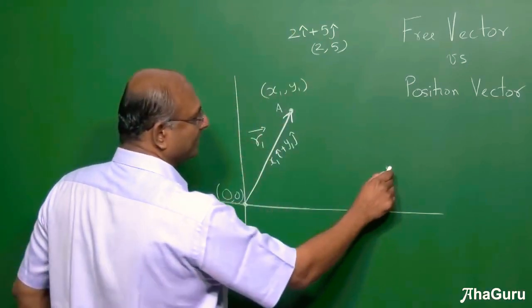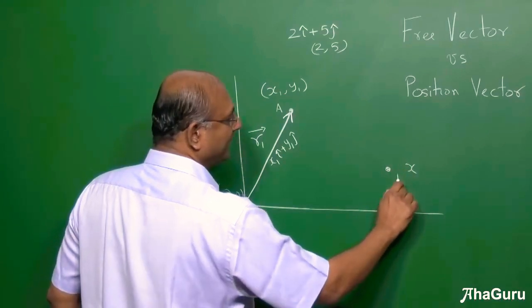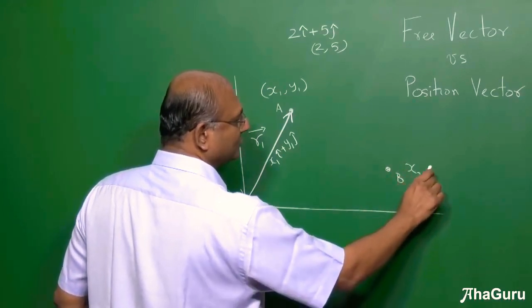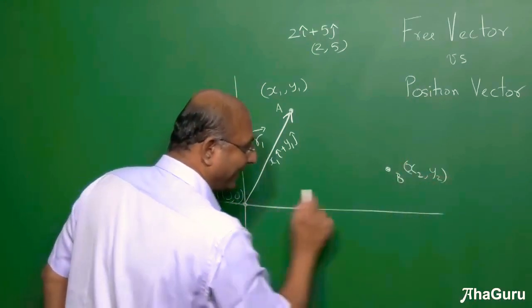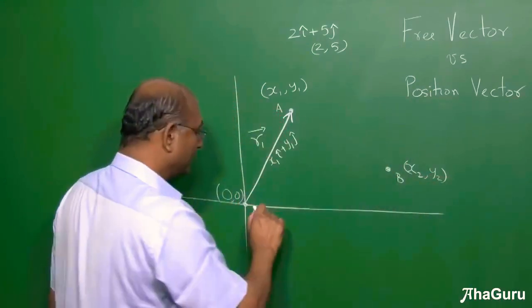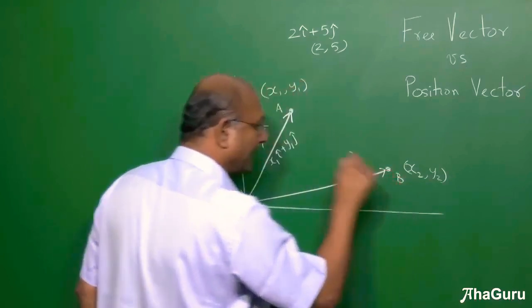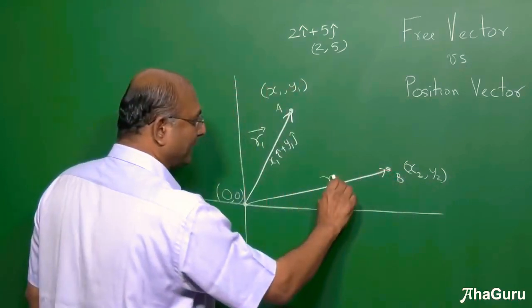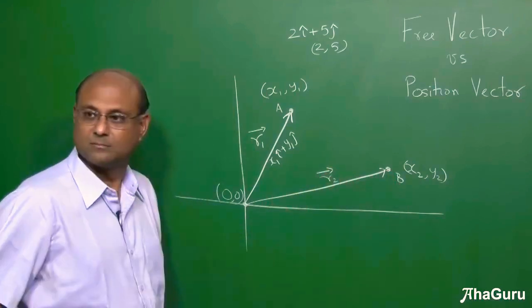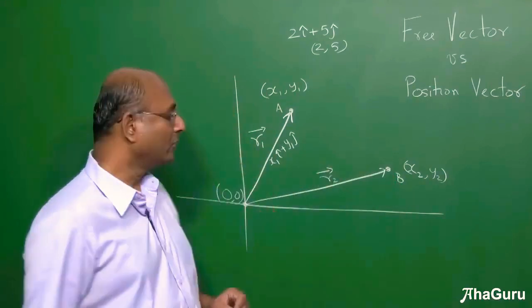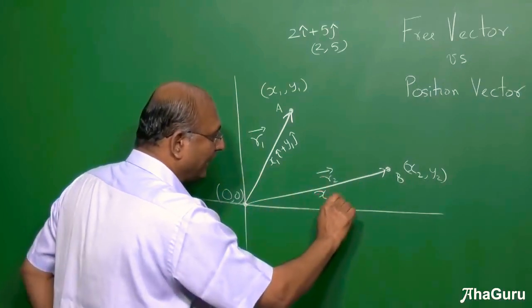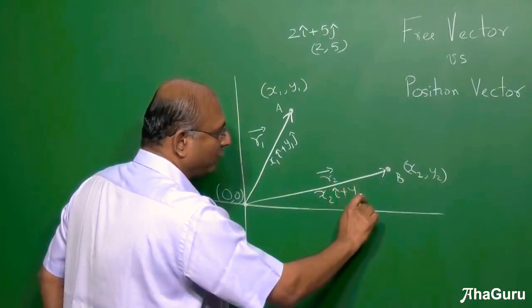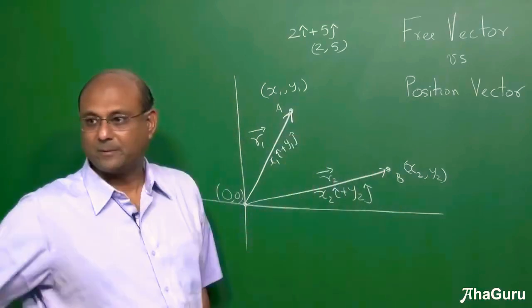Now you take this point and let's call this point B, and let's say the coordinate was x2, y2. So that means from here to there you had an x2, y2. So therefore what is this arrow? We'll call this vector r2, position vector 2. Okay, so how much is this? x2 i cap plus y2 j cap.